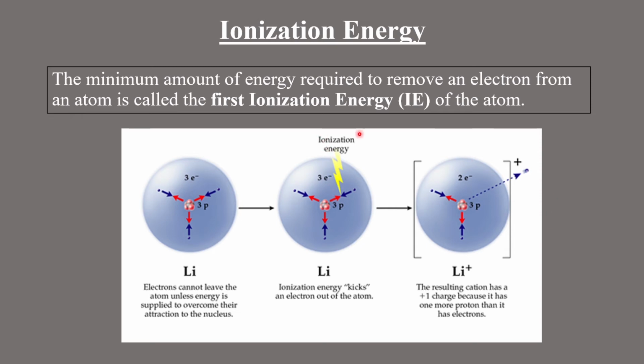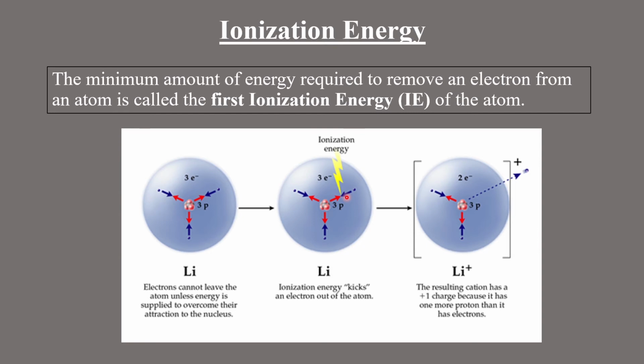Now the amount of energy that is required to break this bond depends on how strong this electrostatic force of attraction is between this positive and negative particle. And according to Coulomb's law, this force of attraction depends on the distance between these particles. So if you have a smaller atom like hydrogen, where we have only one shell and the electron is very close to the nucleus, then the force of attraction between that electron and the nucleus will be very strong, and you have to put a lot of energy in order to break that force of attraction.